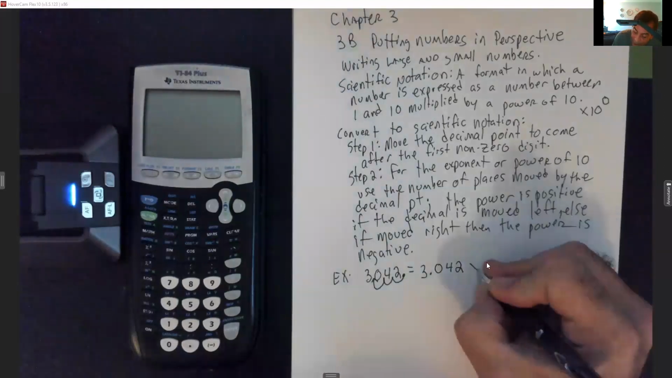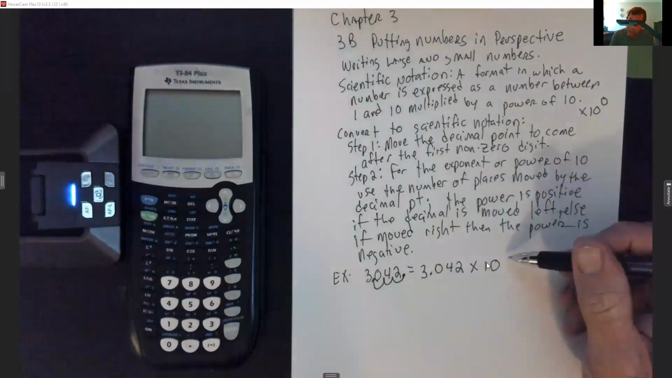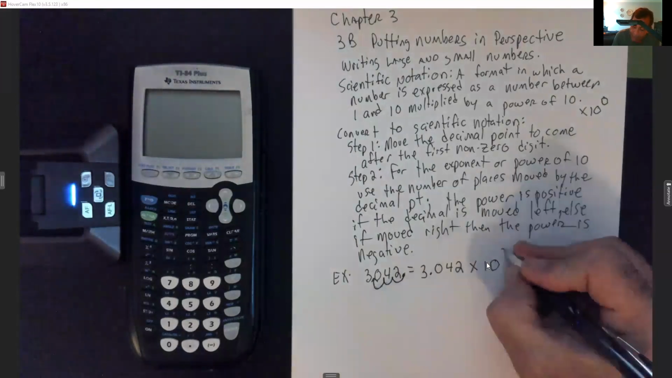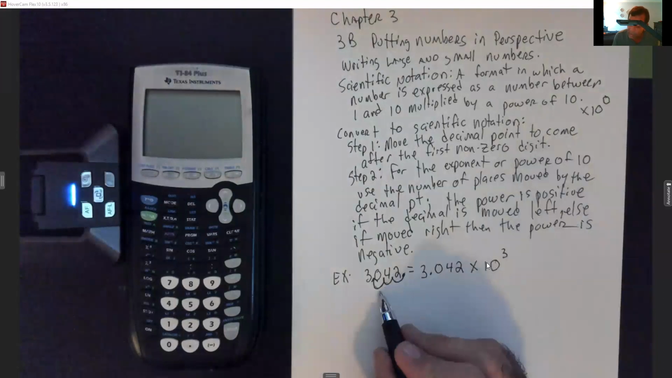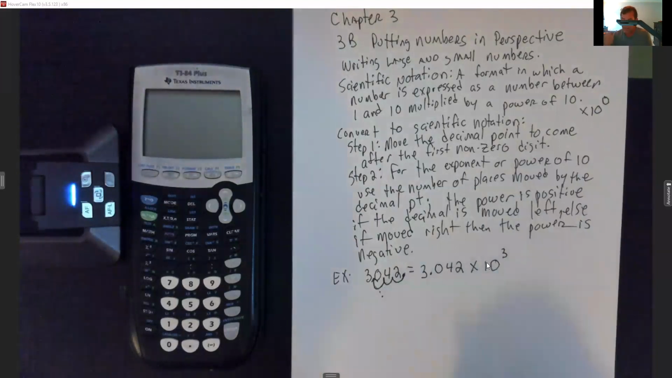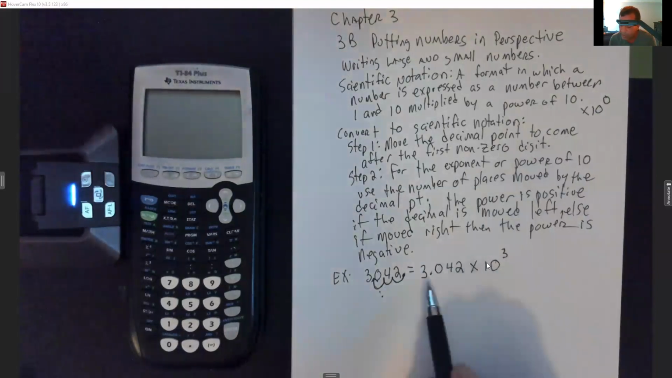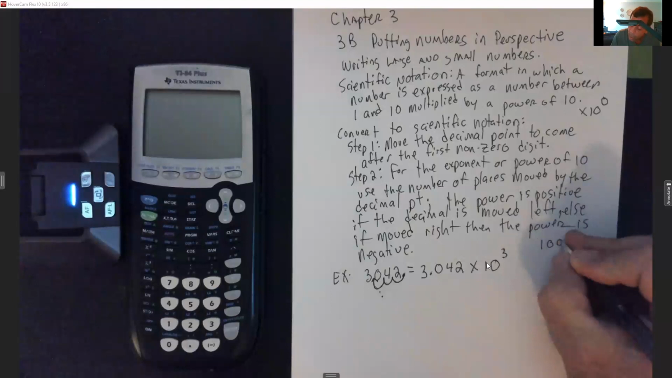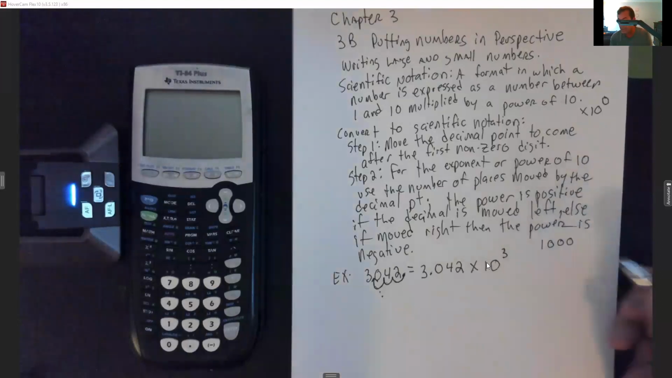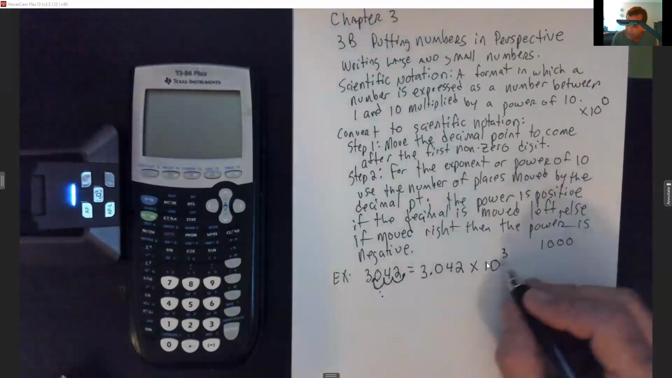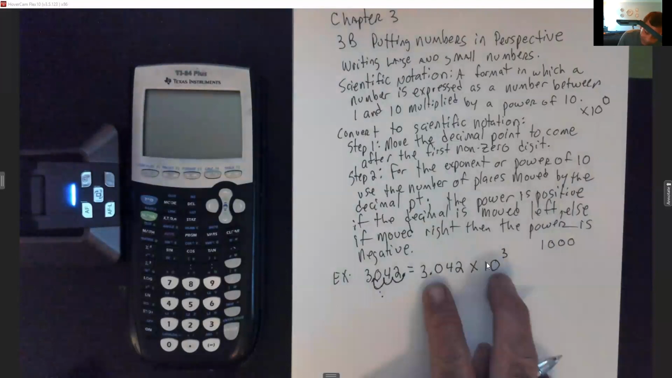So then you write times 10, and now we got to figure out the exponent. So let's see, we moved it 1, 2, we moved it 3 times, and we moved left. So since we moved left, we said the exponent would be positive. So this is like 3.042 times 10 to the third. Well, 10 to the third would be a 1 with 3 zeros. So that'd be 1,000. So basically 3 times 1,000 is going to give you 3,000 and something, right? So I'll sort of show you what the exponents are really saying about these numbers. But this is shorthand, okay?